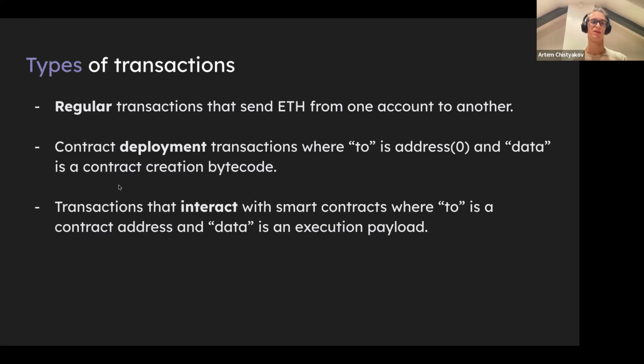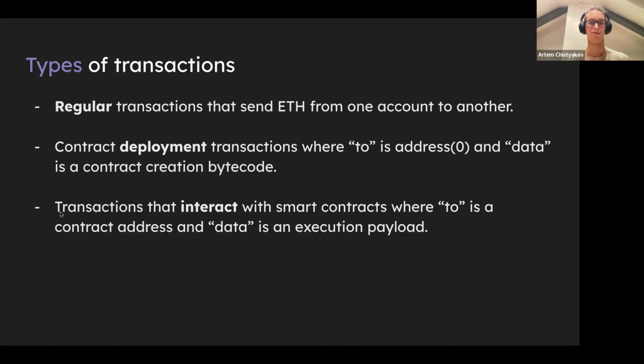The second type is the contract deployment transaction, where the to field is set to a special value, and the data field of the transaction is set to the contract creation bytecode. We'll talk about this later in the lecture and in the upcoming lecture when we touch smart contracts and Solidity. But basically it is here for the example.